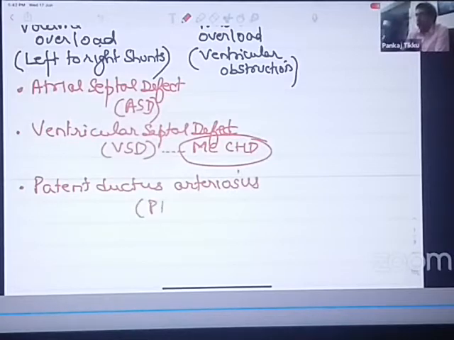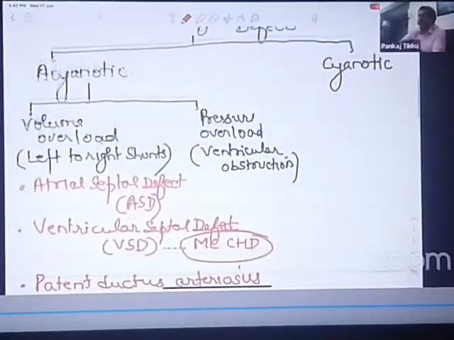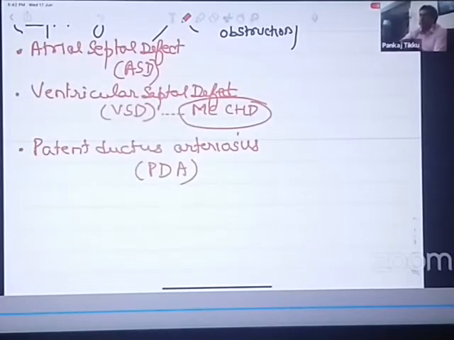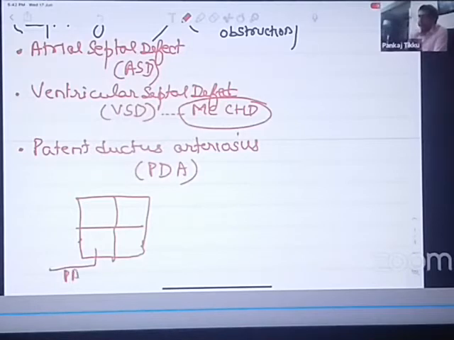In short, it is also called PDA. If you remember, I told you PDA is an attachment. Ductus arteriosus is an attachment which is connecting the pulmonary artery to the aorta. If you remember, this is how I told you. From the pulmonary artery, the blood is going up into the lungs, and this is the aorta.